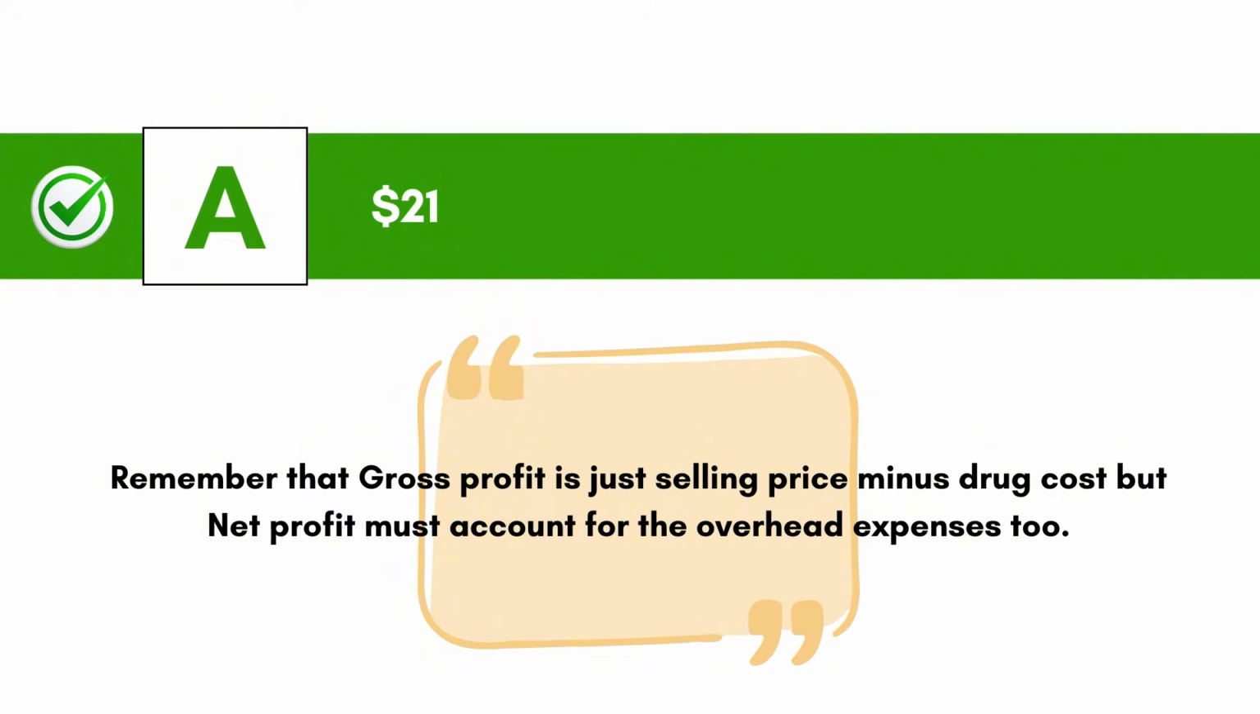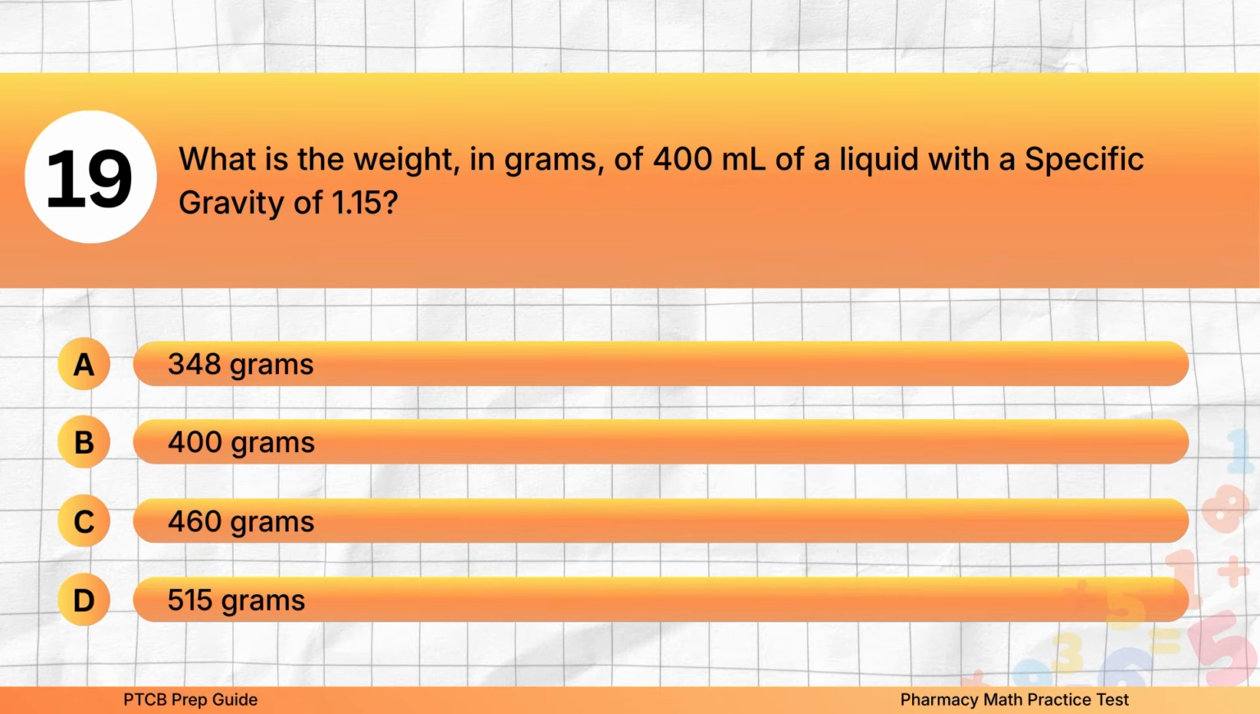Here is a specific gravity calculation. What is the weight, in grams, of 400 milliliters of a liquid with a specific gravity of 1.15? Options: A, 348 grams, B, 400 grams, C, 460 grams, or D, 515 grams. Press pause and use the specific gravity formula.